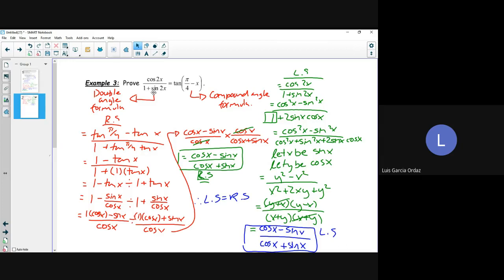Okay, so like I said, be on the lookout for any difference of squares or any trinomial factoring when it involves trig identities.